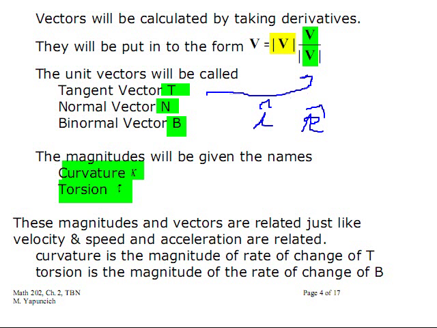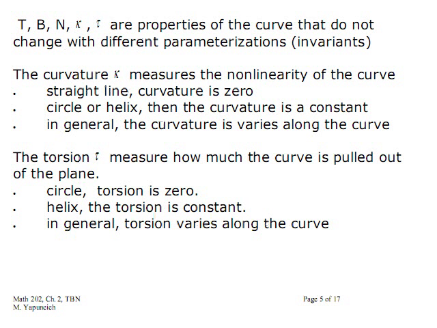So they come from that part of the vector, and the curvature and the torsion are the scalar magnitudes. These vectors and the scalars kappa and tau are properties of the curve that don't change when you change parameterization.